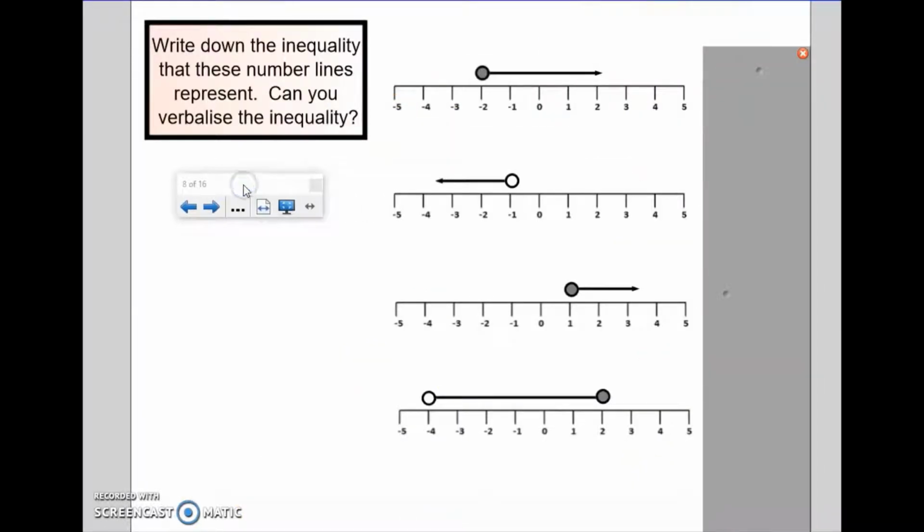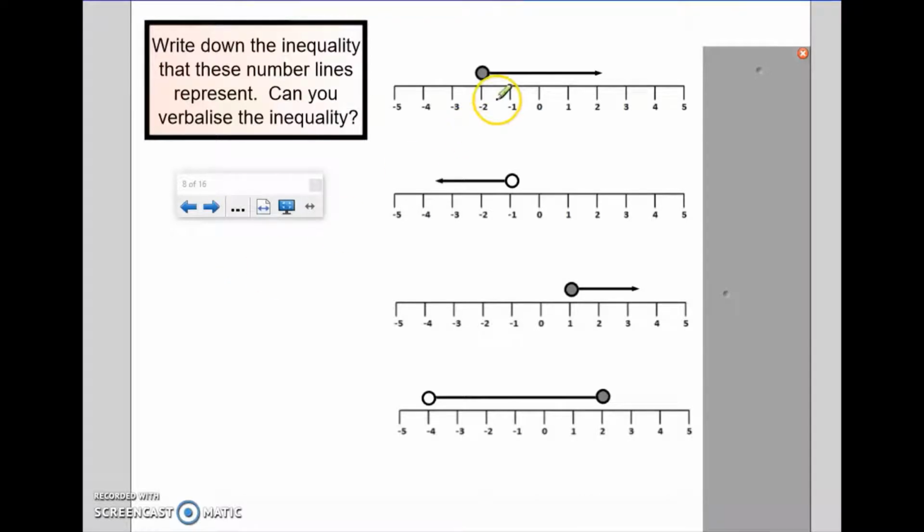Okay, quickly before I give you a task to work through, I would like you to pause the video at this point and just write down as an inequality what is represented on each number line. So just a quick recap, what is each number line representing? Could you tell me that or show me that as a written inequality? Could you pause the video now?